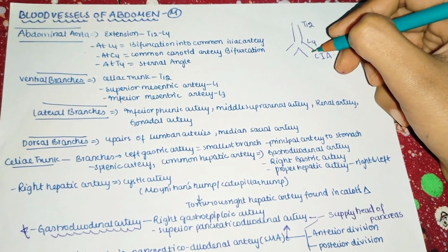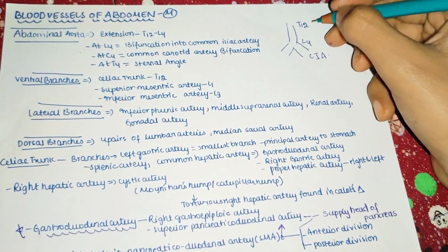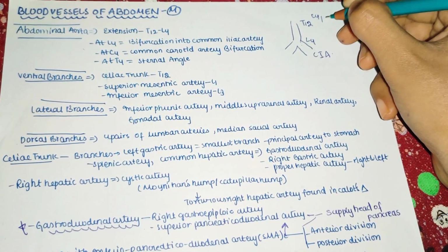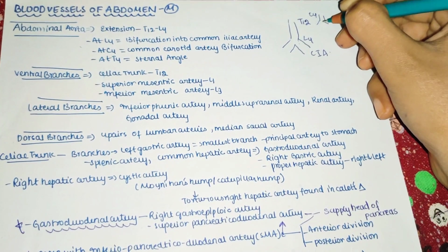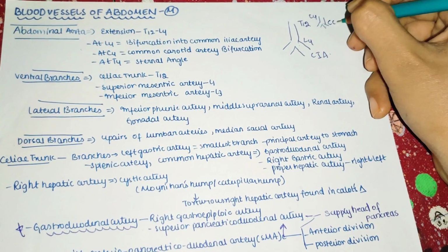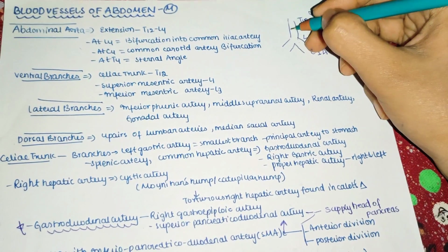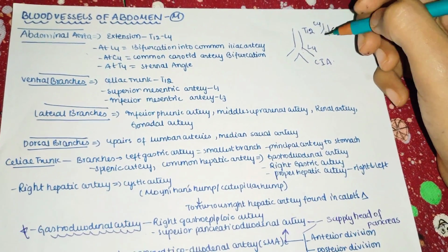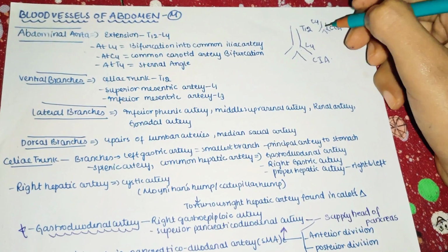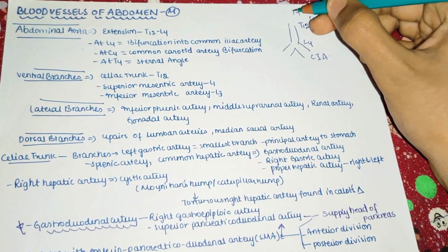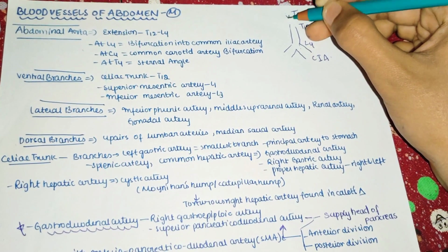left common iliac arteries. At the level of C4, that is the cervical vertebra, the common carotid artery bifurcates like this. So this is about common carotid artery and this is abdominal aorta. So actually we are comparing both of them. At the level of T4 there is a sternal angle. So at the level of T4 here you can expect the sternal angle.